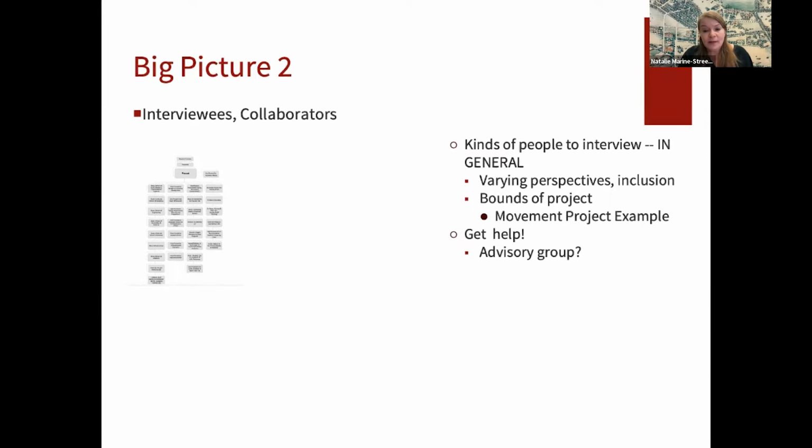You also need to think about getting some help. Do you want to form an advisory group to help you with the project? Maybe members of the advisory group don't actually do the interviews, but perhaps they know a lot about the subject and can help you to make sure you talk to certain people or explore certain questions.